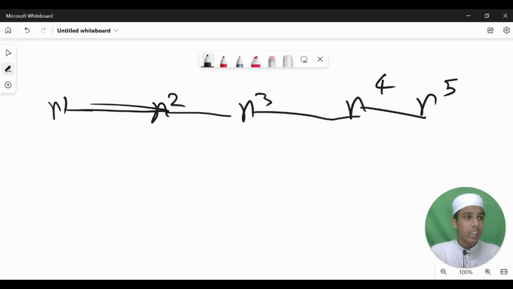Now this question is clear. We have a question: what are the uses of neural networks in machine learning? Why do we use neural networks?